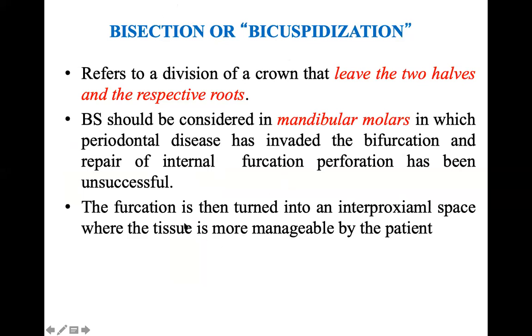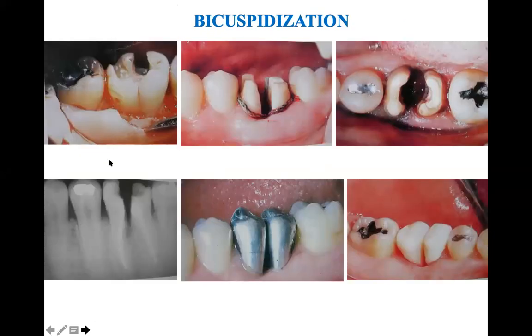The furcation here is turned into intraproximal space, where the tissue is more manageable by the patient. See, I'll show you the next slide, then you will understand. See here, we have given a cut here, separated both the teeth. See the radiograph, it is separated till the furcation area. And we have placed two separate crowns on these teeth. Okay, so these teeth are now acting as two premolars.